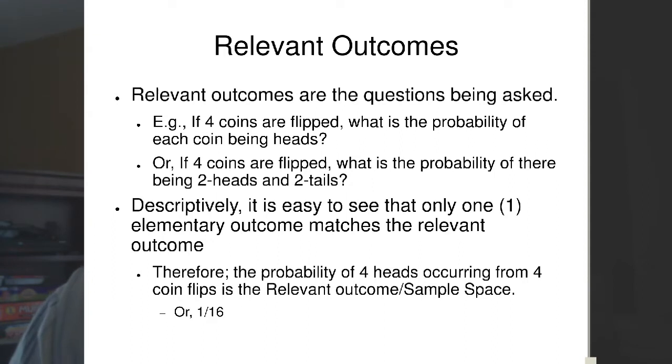The difficulty comes when we think about 4 coins flipped. What is the probability of there being 2 heads and 2 tails? Well, we can't multiply half times a half for heads and then half times a half for tails, and then what do we do? Do we multiply? Do we add? Do we divide? It becomes a more difficult mathematical problem.